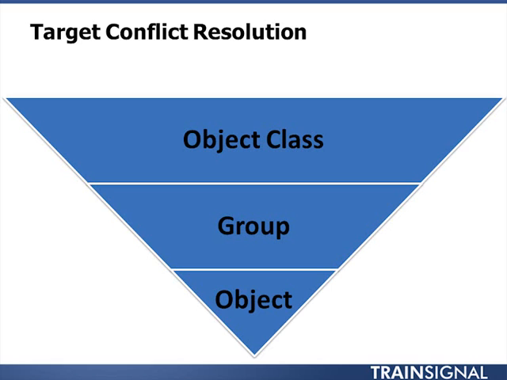Now this assumes, however, that you've created all these overrides. If you have not created overrides at the object class or group levels, then only the ones that are targeted at particular objects, if there are any, will be applied. So this is just a way that you can have some conflict resolution and understand how targeting and the overrides will flow down through the Operations Manager hierarchy.